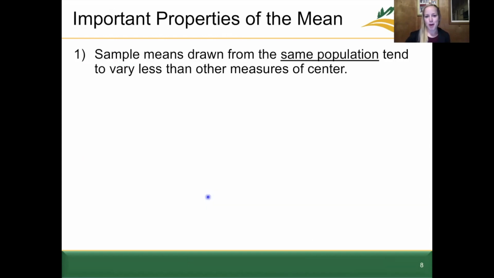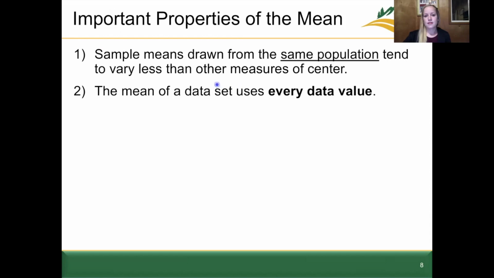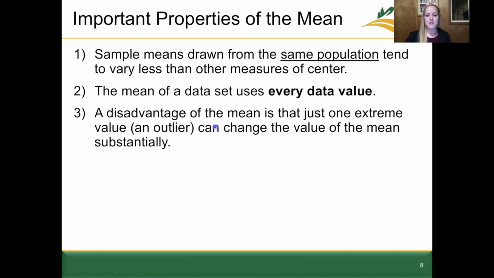Let's get into some properties of the mean. Sample means drawn from the same population tend to vary less than other measures of center. And once we get more into other measures of center, this will make more sense. The second property, the mean of a data set uses every data value in the data set. Okay, and again, this will make more sense as we talk about how to calculate the other measures of center in this chapter. A disadvantage of the mean is that just one extreme value, which we call an outlier, can change the value of the mean substantially.